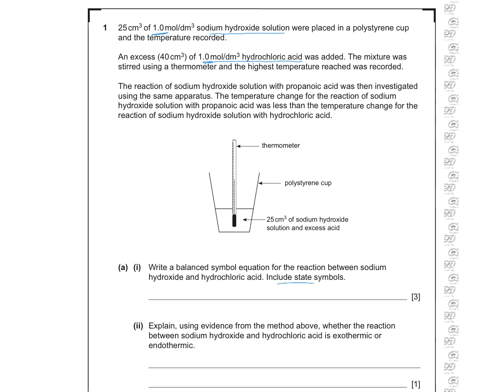then include state symbols. Well, sodium hydroxide is just NaOH. Hydrochloric acid is HCl. Now, as this is an acid and alkali reaction, it will produce a salt and water. So the salt in this case is sodium chloride. That's the salt, and then water is formed. Remember, the surname, if you like, of the salt comes from the acid. Hydrochloric acid always produces chlorides. And the first part of the salt here is usually a metal ion, so it's sodium in this case.